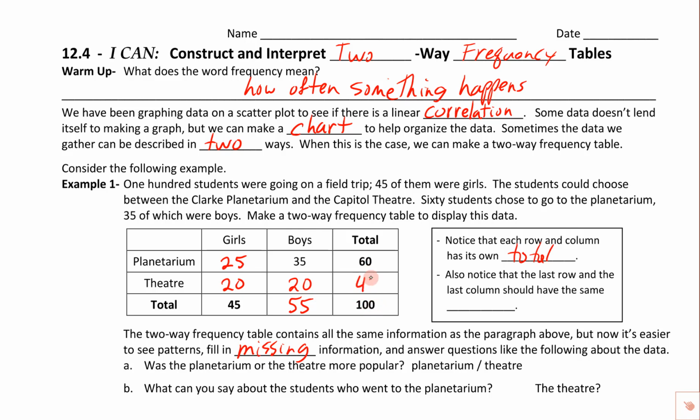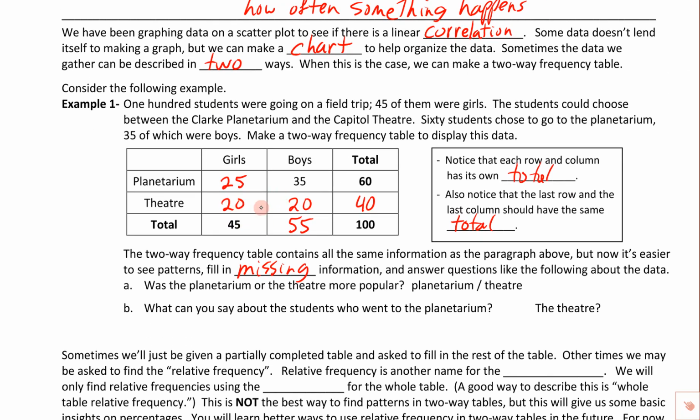100 minus 60 would be 40, and we can double check it this way. 20 plus 20 is 40. So notice that the last row and the last column should have the same total. So taking a look here, 60 plus 40 is 100, and 45 plus 55 is also 100. So we've got all the missing information in the two-way frequency table.